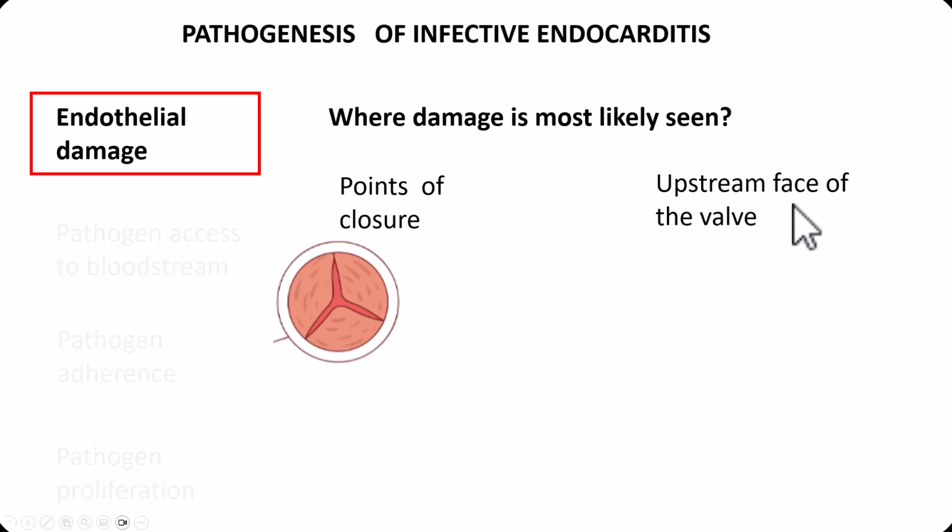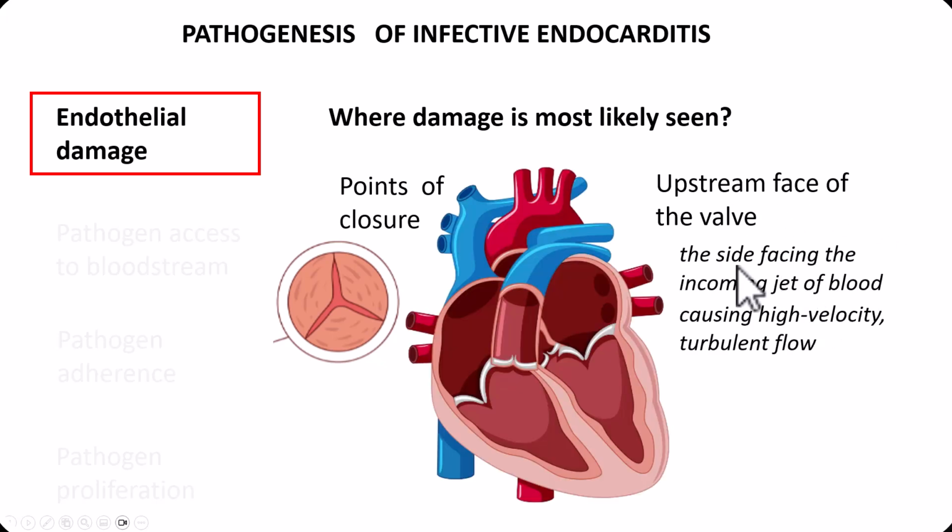The second important one is the upstream face of the valve. What do you mean by that? It means the side facing the incoming jet of blood. For example, if the blood is flowing from atria to ventricle, which is normal, what is the valve surface which is facing this? This is what is called the upstream face of the valve. There, the incoming jet of blood is being faced by the upstream face, which also causes high velocity turbulent flow, which means these are the areas which are more prone to damage.